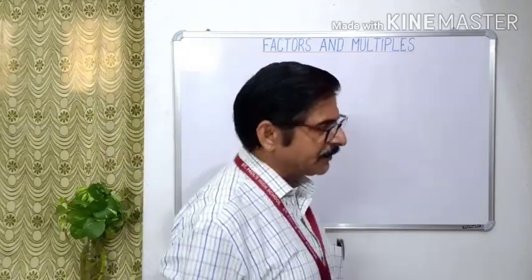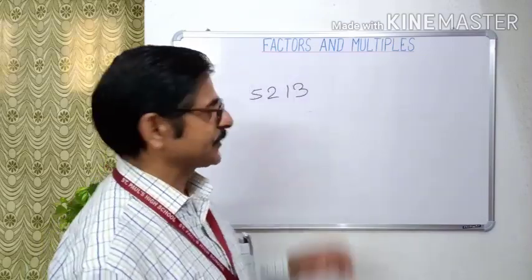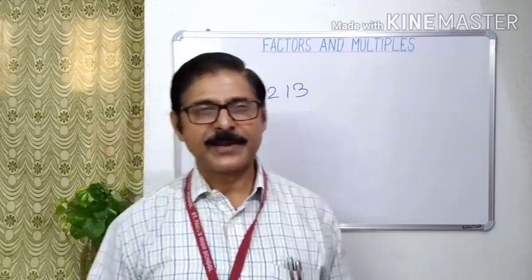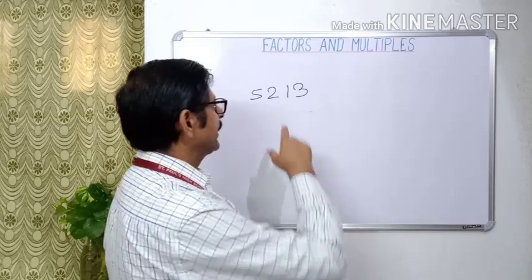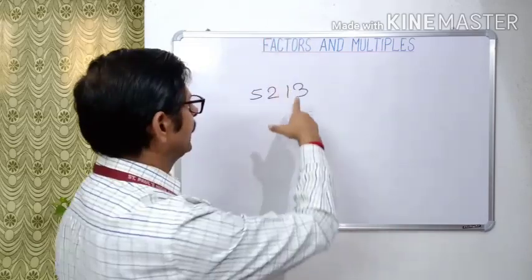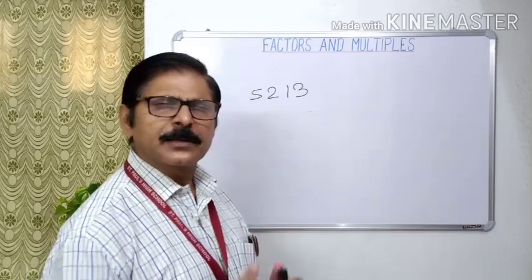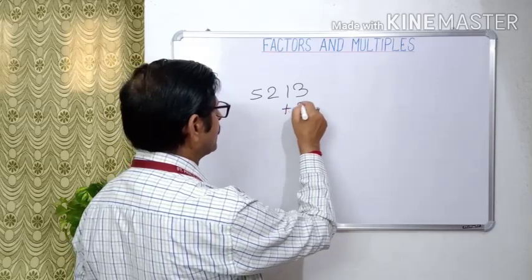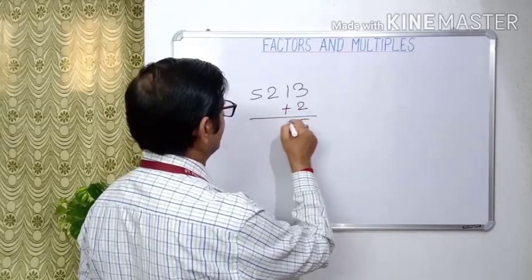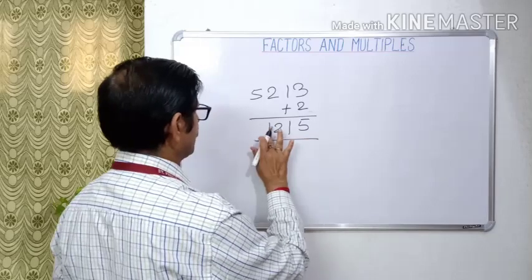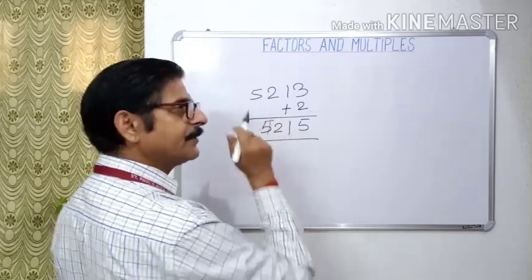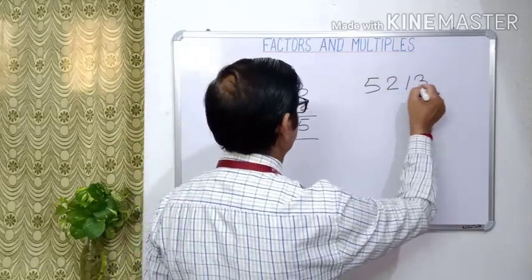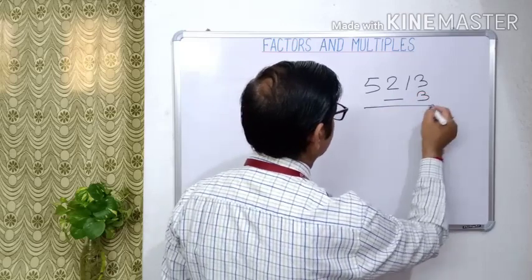Is this number divisible by 5? Of course not. As for 5, a number is divisible by 5 if its ones place digit is either 0 or 5. Here it is 3 in our case. So what do we need to do? Simply, if you add 2 you get 5, and it is divisible by 5. If we need to subtract, subtract 3 and you get 0.